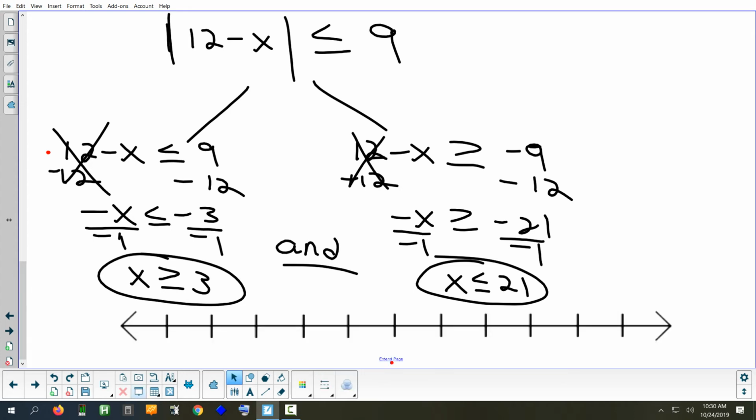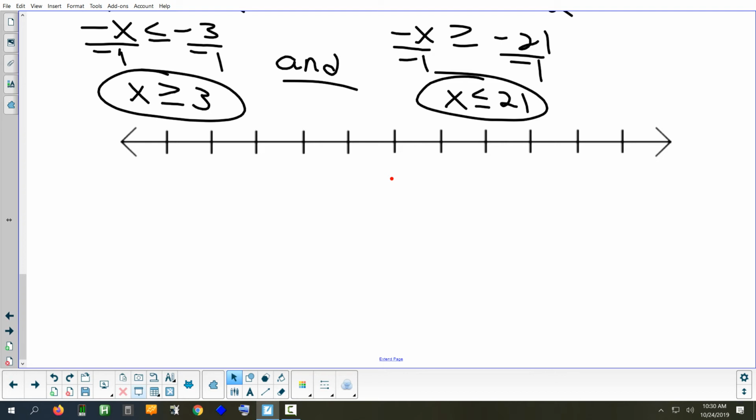What should I go by on my number line? 3. Yeah, I'd go by 3s. I think if you even go by 2s, you wouldn't have enough. This is one where I don't think you need 0 on the number line. If I just start at 3: 3, 6, 9, 12, 15, 18, 21. Perfect. Just go by 3s. What kind of circle on 3? Closed. 21? Closed. Shade where? Inside. Inside, right? It's an and.